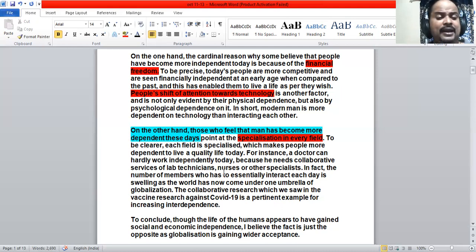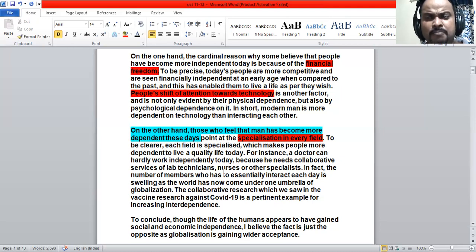And at the end, to conclude, though the life of humans appears to have gained social and economic independence, I believe that the fact is just the opposite, that globalization is gaining wider acceptance. We have social independence because we don't have the orthodox culture, orthodox tradition here. We are all moving away from that. So we have gained social independence and economic independence. We have a lot of money now. We have the money power, the financial freedom is there right now.